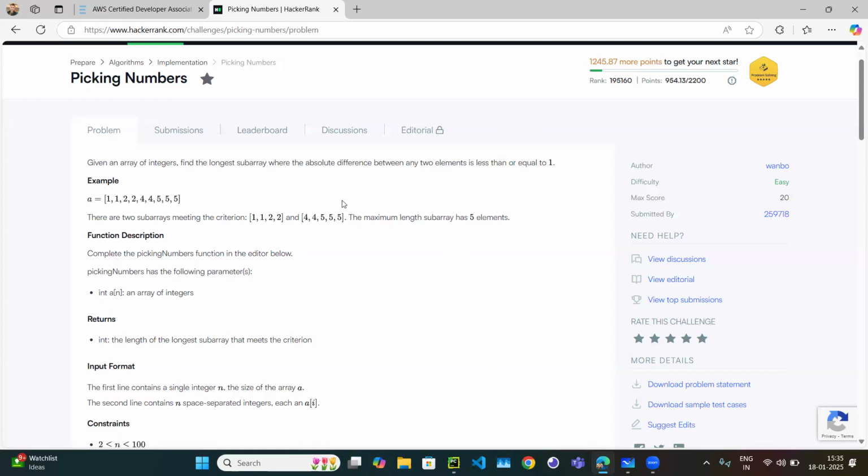There is a small mistake in this question. Here it is mentioned sub-array, and a sub-array is only a contiguous array. So by looking at this example, you can say it is a sub-array problem: 1 1 2 2 is a continuous sub-array, and 4 4 5 5 5 is also a continuous sub-array.